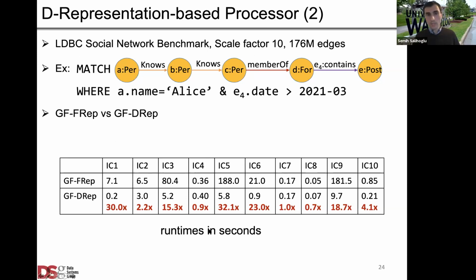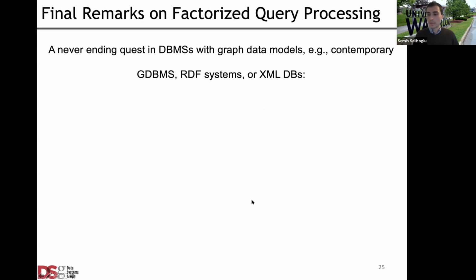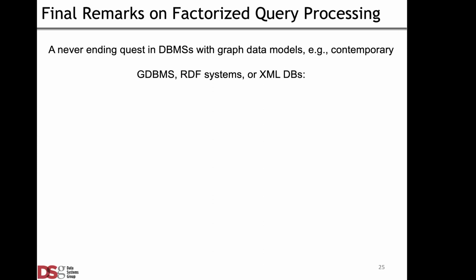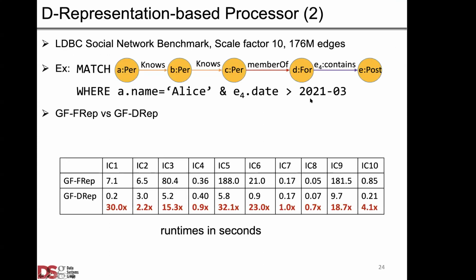Okay. So I just want to end this part by making the final remarks that Semih, yeah. Can you go a slide back? We just have a bit of confusion about notation. So A dot something means it's an attribute of node A, but then sometimes you use this E, like E4 dot date.